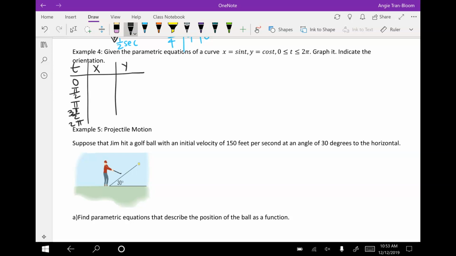All right, x represents sine. Sine of 0 would be 0. Y is cosine of t. Cosine of 0 would be 1. See, not too bad, we have one dot already. Pi over 2, sine of pi over 2 would be 1. Cosine of pi over 2? 0. Perfect. Sine of pi? 0. Cosine of pi? Negative 1. Sine of 3 pi over 2? Negative 1. And cosine? 0. Last one, back to where we started, right?